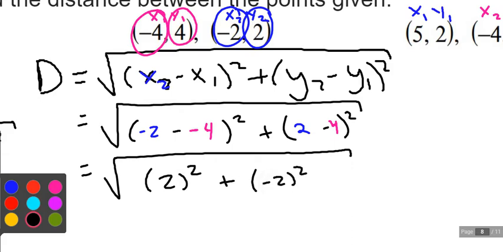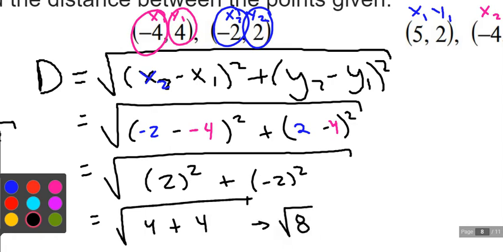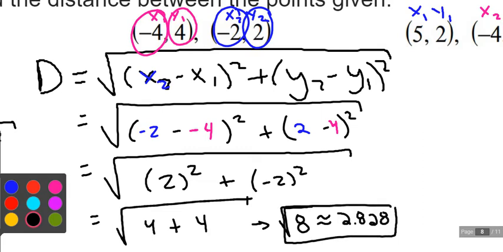All right. So 2 squared is 4. -2 squared is also 4. And so this essentially is just the square root of 8. Again, that's not what we call a perfect square, so go into a calculator, 8, take the square root. This is going to be approximately 2.828. So the segment that has endpoints at -4, 4 and -2, 2 will have an approximate length of 2.828.